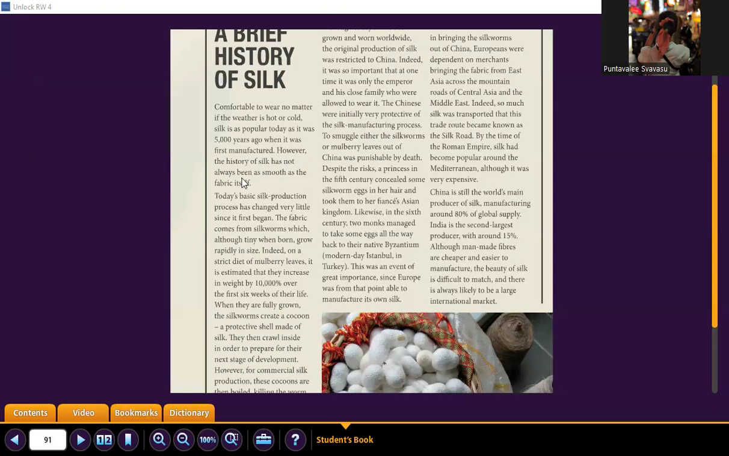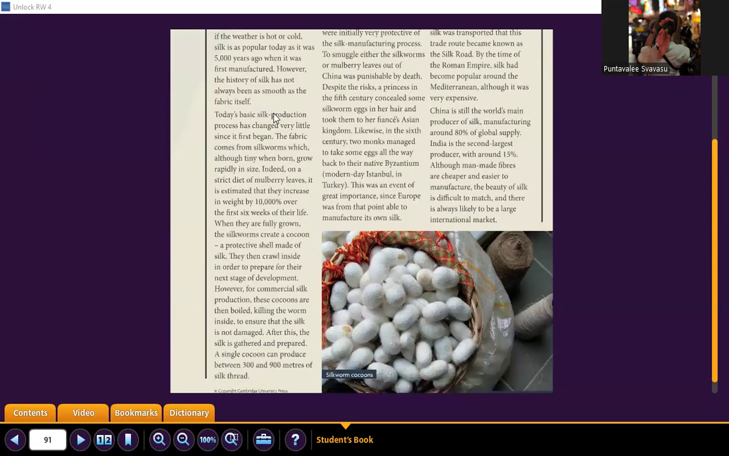So I would say the very first part here is more of an introduction, a really brief introduction. And then if you move on to the second paragraph, from today's basic silk production process until a silk thread, as has been mentioned, they talk about production. Again, just in case someone doesn't know what silk is. So from the first two paragraphs, they have a rough idea of silk.